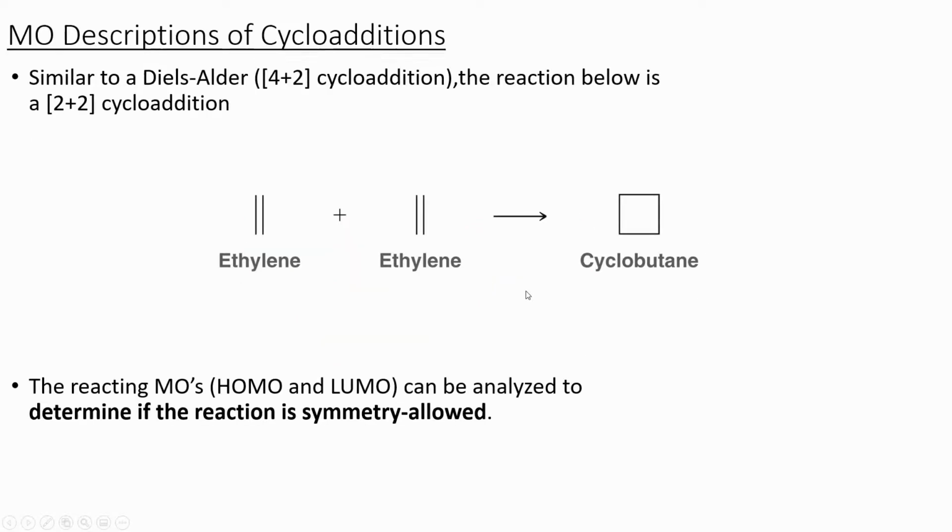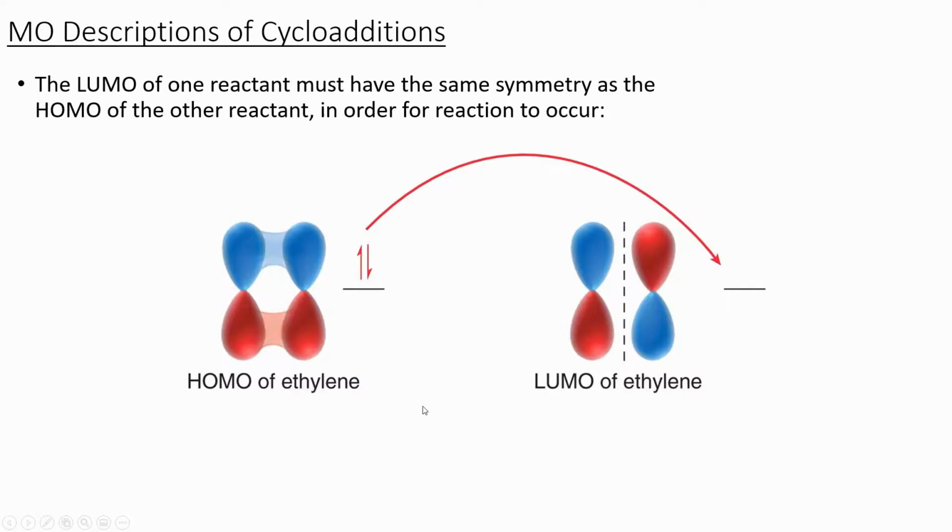There's another case we can look at. So Diels-Alder was a 4+2 cycloaddition reaction. Here's an example of a 2+2 cycloaddition reaction. We have 2 molecules of ethylene, and we could draw a mechanism out where we break 2 pi bonds and form 2 sigma bonds. We can analyze the highest occupied and lowest unoccupied molecular orbitals of this reaction to determine if it's allowed via the symmetry.